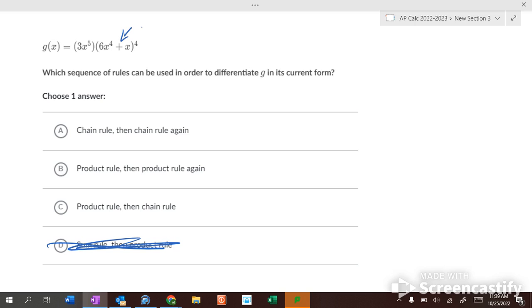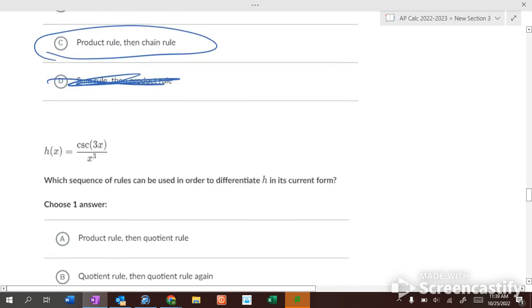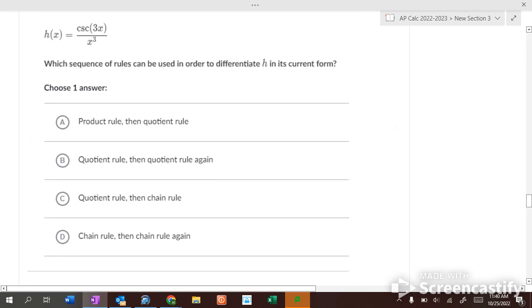This part you have to use the chain rule for. This, because we're multiplying together, we have to use the product rule. Could the product rule and chain rule be intertwined, to do one first and then the other? So that would be C. Because you could do the chain rule first and the product rule maybe.